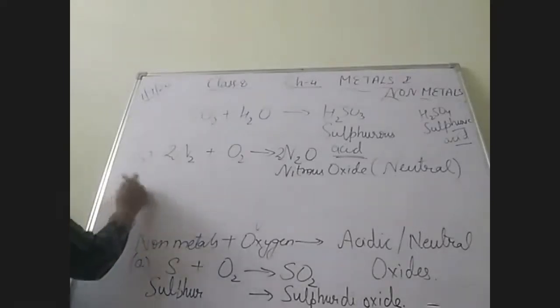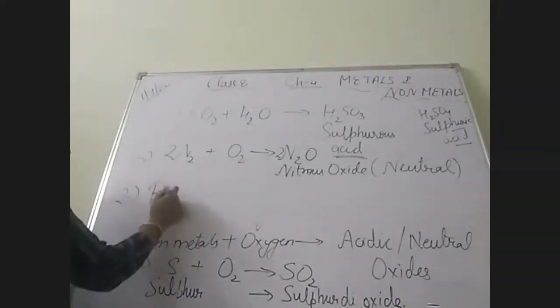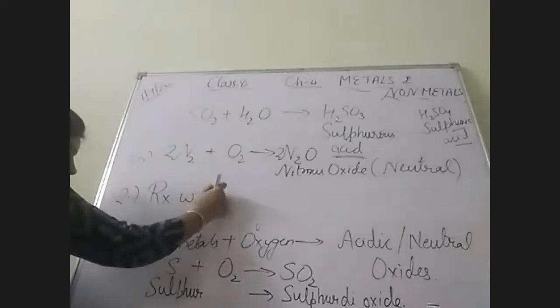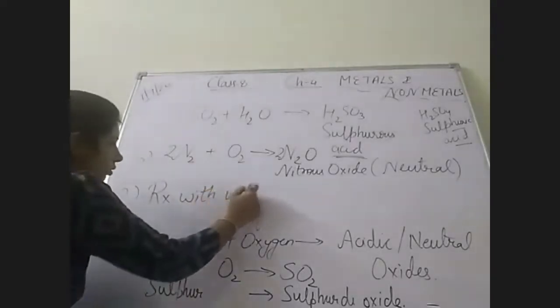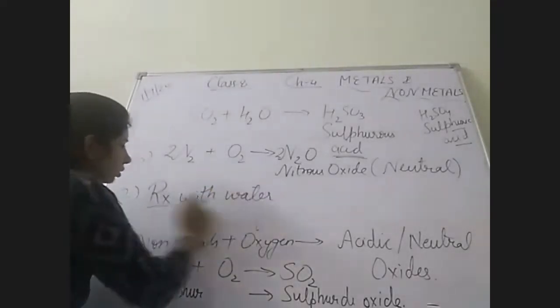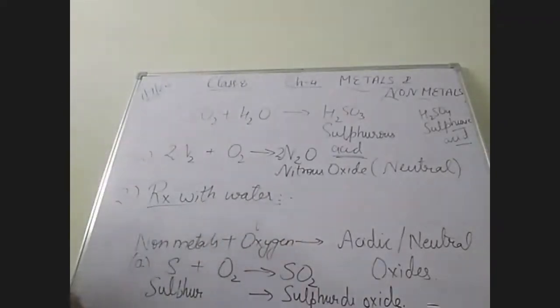Now, second one, reaction with water. Okay, for metals and non-metals, both we are going to discuss. देखो metals जब react करते हैं water के साथ, तो हाइड्रोजन को डिस्प्लेस कर देते हैं वाटर से और मेटल हाइड्रोक्साइड बना देते हैं, या फिर मेटल ऑक्साइड बना देते हैं और साथ में हाइड्रोजन गैस इवॉल्व होती है.